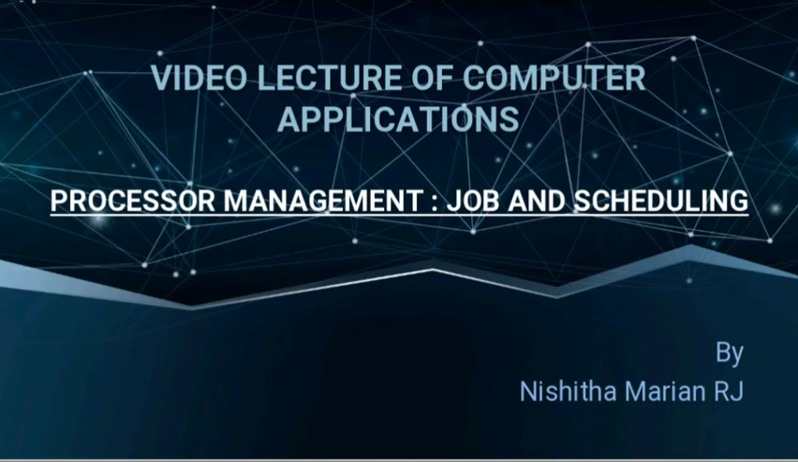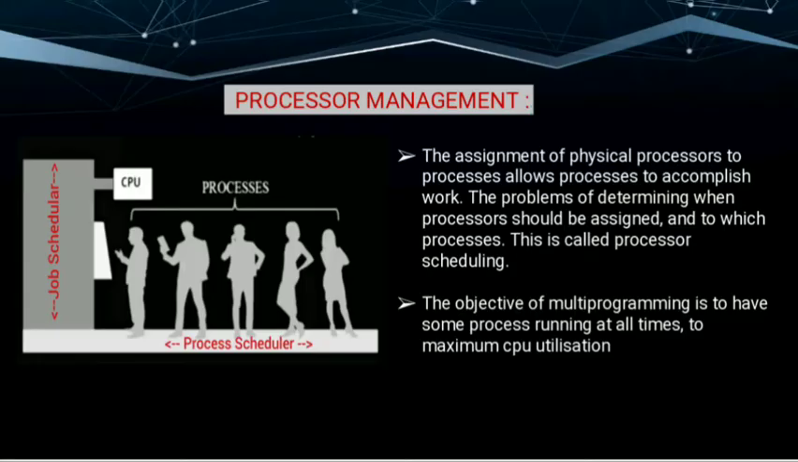Hello friends, this lecture is about processor management, job and scheduling. We need to understand that processor management is the most important part of the computer. Processor is the brain of the computer. It does all the important and the unimportant functions that are carried out in the computer. It is also the most expensive resource of the computer, so it has to be seen that it is optimally used, and this is done by the operating system.